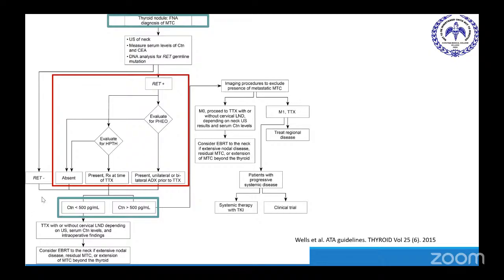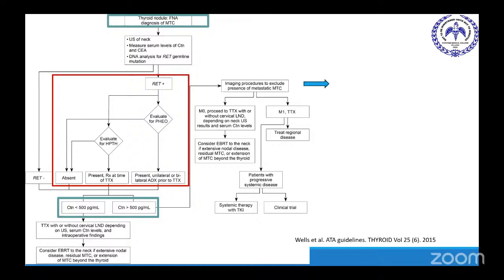For patients who are RET negative, or if it is only familial medullary thyroid carcinoma, further management can be based on the serum calcitonin levels. When the calcitonin level is more than 500 picogram per ml, which as per the ATA guidelines suggests that it is a metastatic disease, we have to do an evaluation to find out the metastasis.